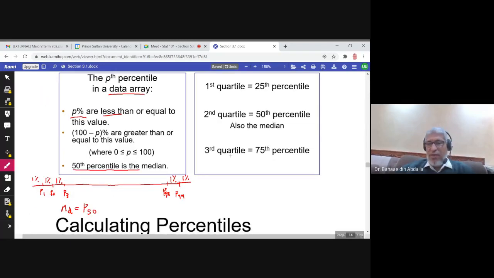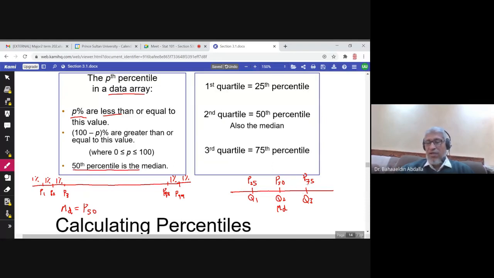Also, the quartiles. We have 3 quartiles in the data. We have Q1, which is P25, the 25th percentile. And then we have Q2, which is the median or the 50th percentile. And then I have Q3, the third quartile or the upper quartile. And this is the 75th percentile.